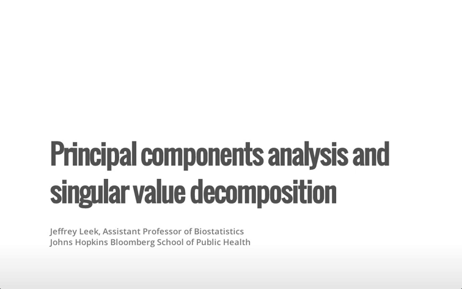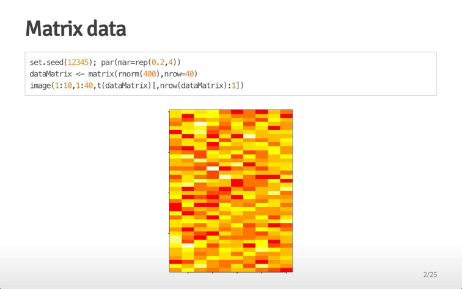So I'm going to start off with a random set of data that I've assigned to this matrix. You could imagine this is a data matrix where there's absolutely no relationship between the variables or the observations. Here, each row is an observation, and each column is a variable. The color represents the value of that variable for that observation. So for example, this upper left-hand corner represents the value for the first variable and the first observation.